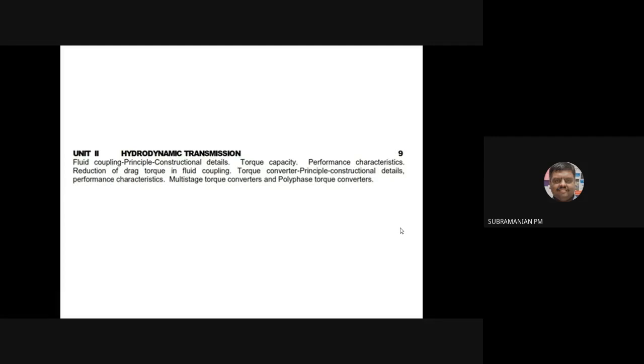We have seen a fluid coupling in the last class, and we have to see performance characteristics. Then we have to discuss torque converter today, and we will finish this unit by next class. So unit 2, hydrodynamic transmission. You see the word hydrodynamic transmission. Hydrodynamic means we are going to use the fluid force.